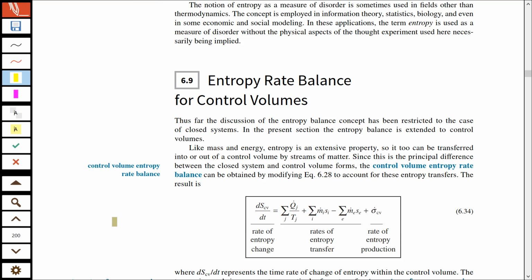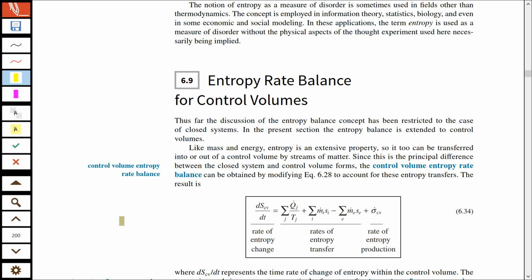So the next section is 6.9, which is entropy rate balance for control volumes. And this should not be a big problem because if you remember in previous chapters, we had energy balance equations for closed systems. And then when we wanted to rewrite those equations for control volumes, all we needed to add were the terms associated with mass transfer. So we have to do something similar here.